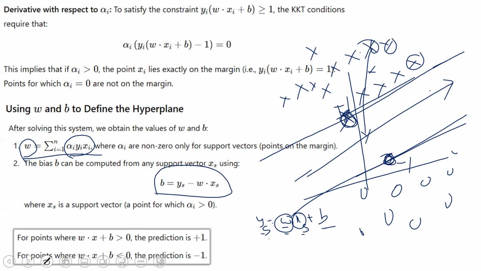Once you found out W and B, when you want to predict the class of a new point, just do the dot product with W and add B. If the total value is greater than 0, then it becomes class +1. If it is less than 0, it becomes -1. Because you're trying to calculate h of x: if it is greater than 0, it is above that plane, and if it is less than 0, it is below that plane. That's how you do the predictions.